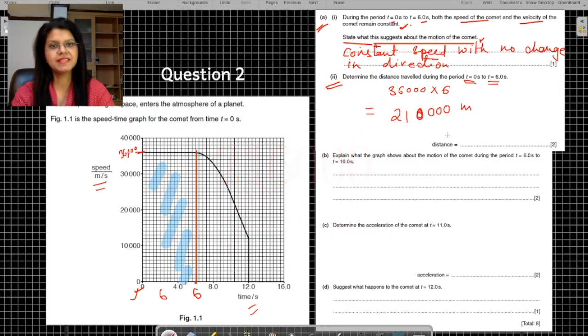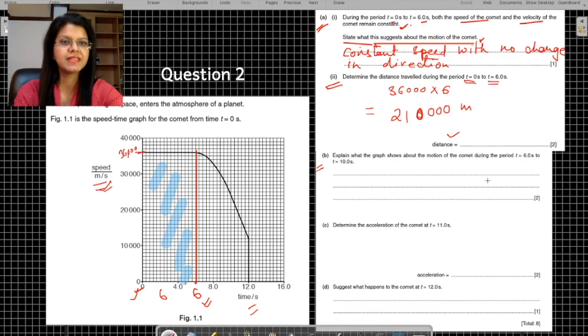Alright, so you got the distance traveled, which is the area under the speed time graph. Why area under the speed time graph? Because that's how the distance is found out in a speed time graph. Let us come to part B. Explain what the graph shows about the motion of the comet between time t is equal to 0 till time t is equal to 6.